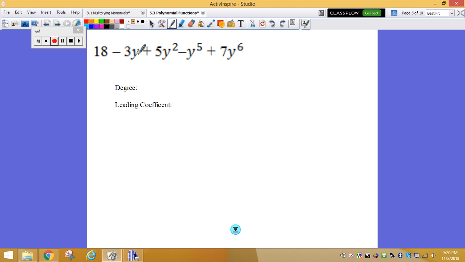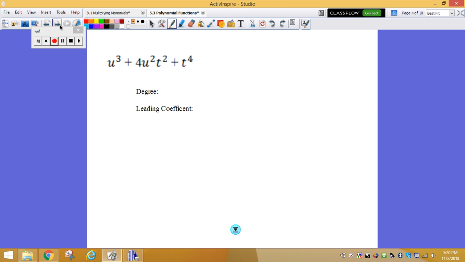All right, let's look at these exponents. I got a 1 on this y, I got a 2, I got a 5, and I got a 6. The biggest exponent is a 6, so that's my degree. The leading coefficient is the number with that. So what's with my y to the 6th? A 7. So my leading coefficient is 7.